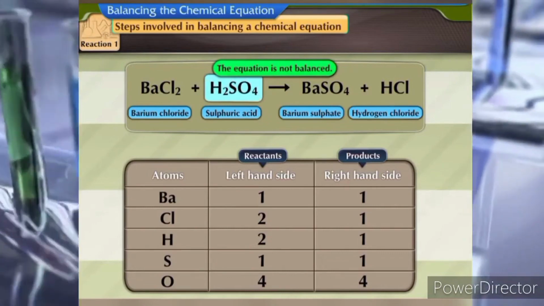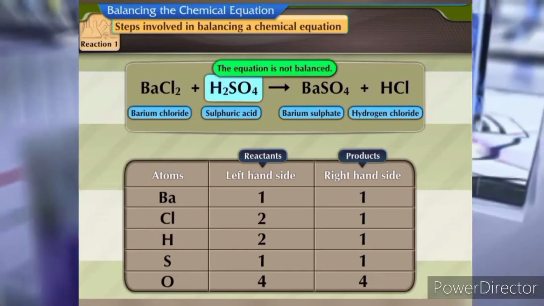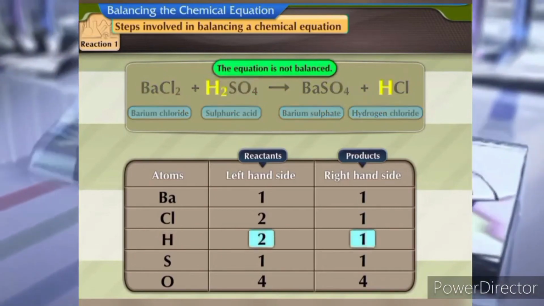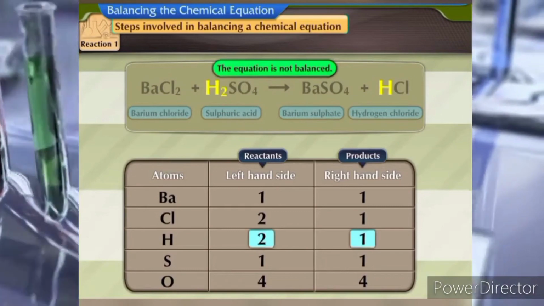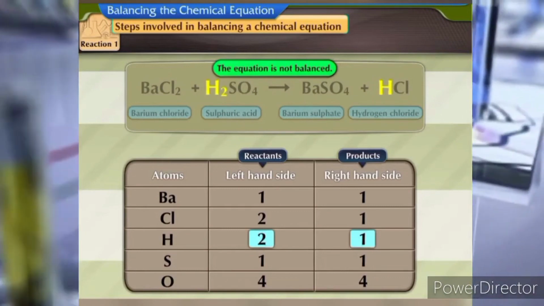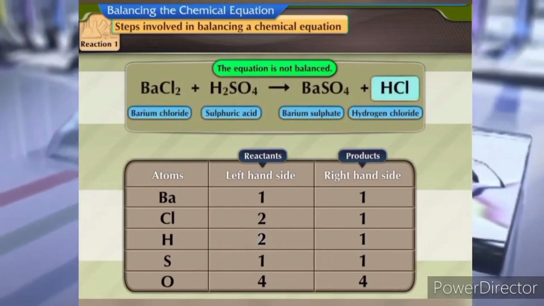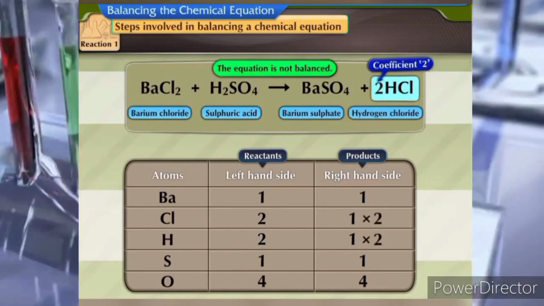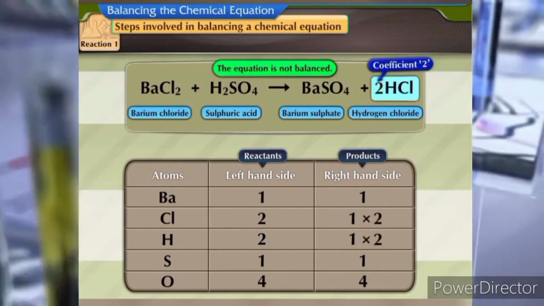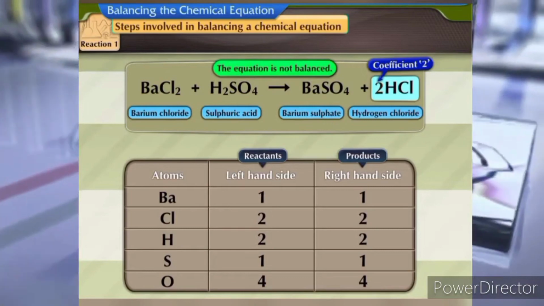Let us first balance the hydrogen atoms. We know that the number of hydrogen atoms is not equal on the left-hand side and the right-hand side. Put coefficient 2 for the HCl molecule to balance the hydrogen atoms.